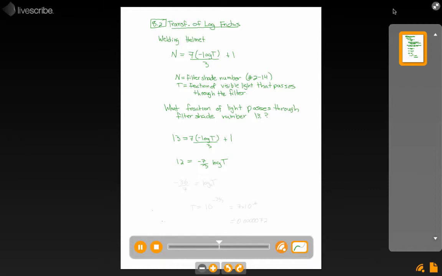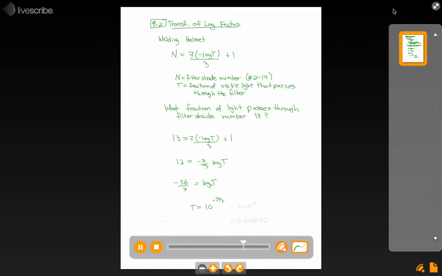You notice I changed the 7 negative log t over 3 to negative 7 over 3 log t. It is the same thing, it just makes it a little easier to see what I need to do next. I'll multiply by 3, divide by 7, make it negative, so I now have negative 36 over 7 is equal to log of t. A lot of students get stuck here because they don't know what to do. They do some very unusual things with this log. Remember that it's log base 10. So what it means is that 10 to the negative 36 over 7 is equal to t.